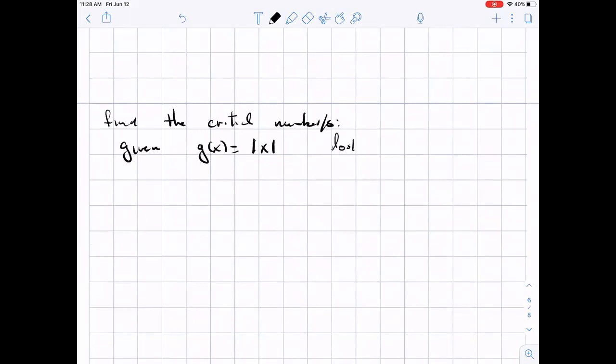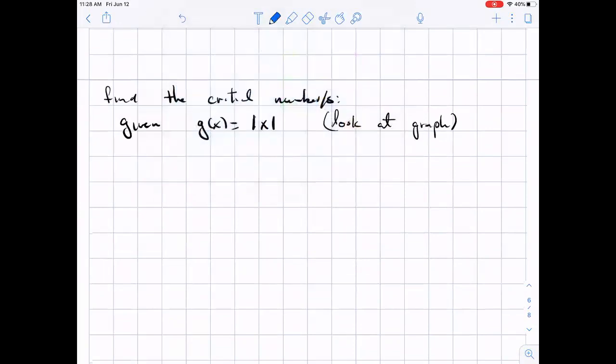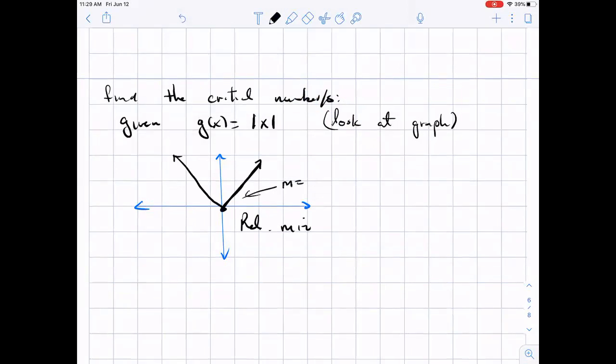But let's look at the graph. We all know what the graph of the absolute value of x looks like, and that is the V. Now, notice that at this point here, there is a relative min. And because there is a relative min, there will be a critical number, although m is undefined. So relative min at x equals 0.